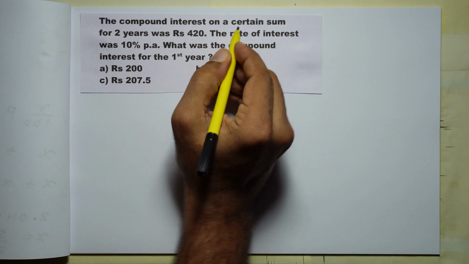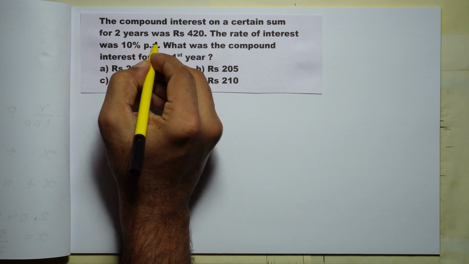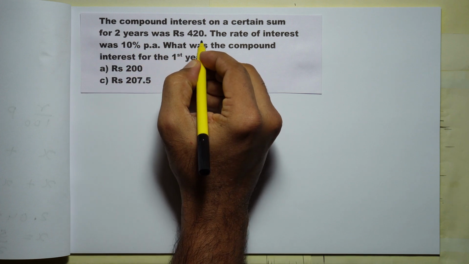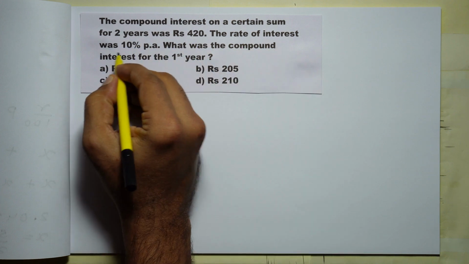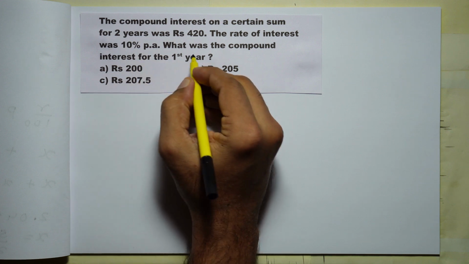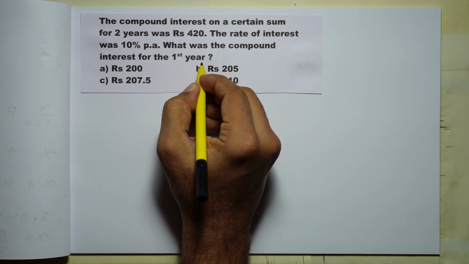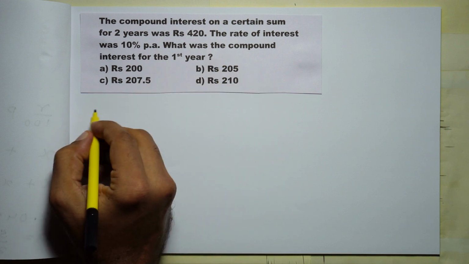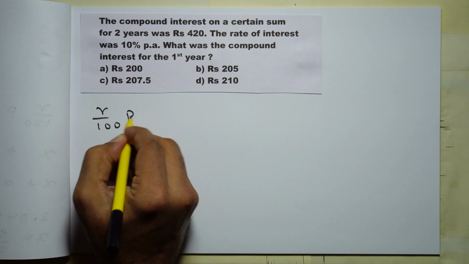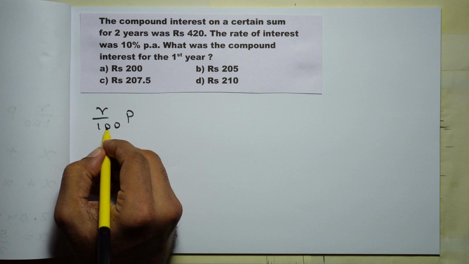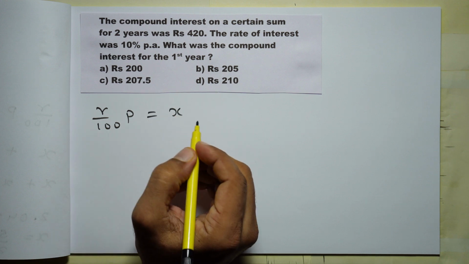The compound interest on a certain sum for 2 years was rupees 420. The rate of interest was 10% per year. What was the compound interest for the first year? Now first year's compound interest is r% of principal. This value, r% of principal, we'll just take as x.